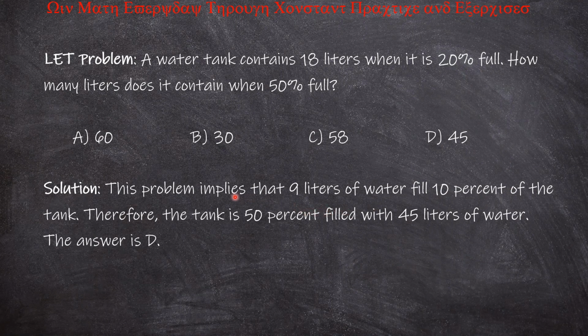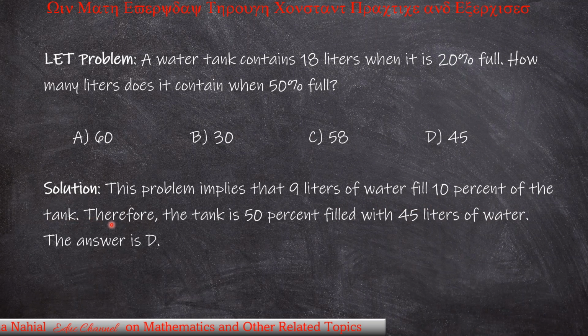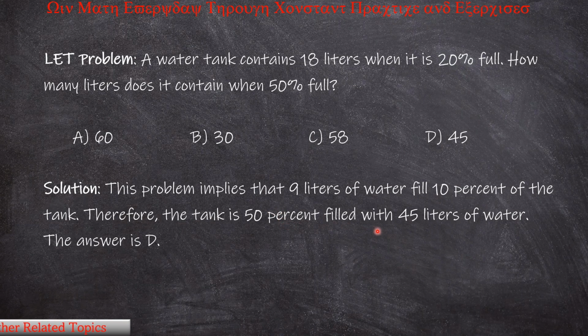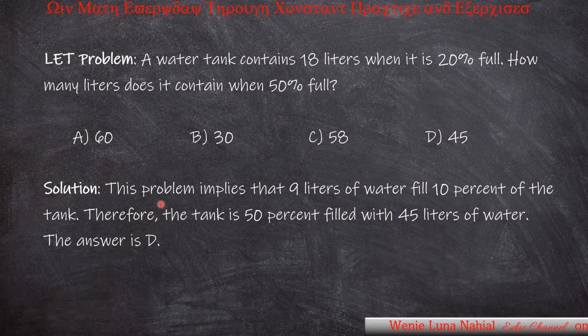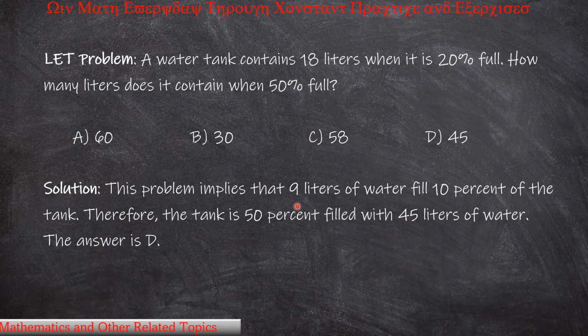Solution. This problem implies that 9 liters of water fill 10% of the tank. Therefore, the tank is 50% filled with 45 liters of water, because in 50% there are 5 tens of 10%. So 5 times 9 is equal to 45. Therefore, the answer is letter D.